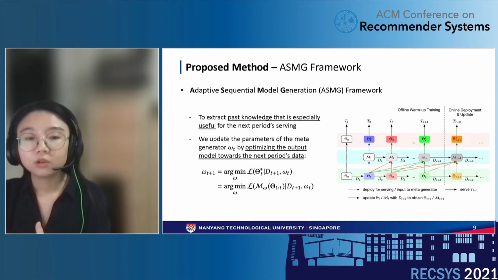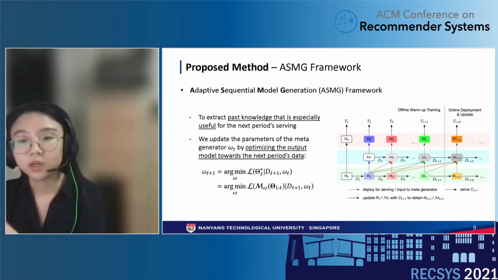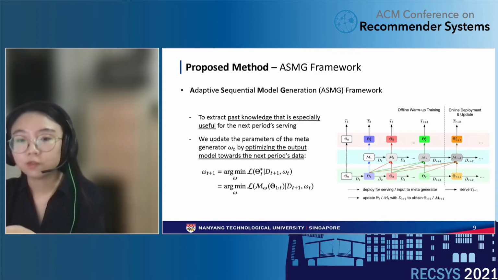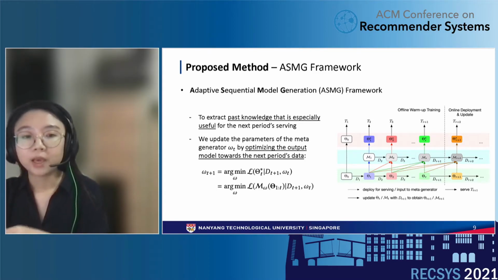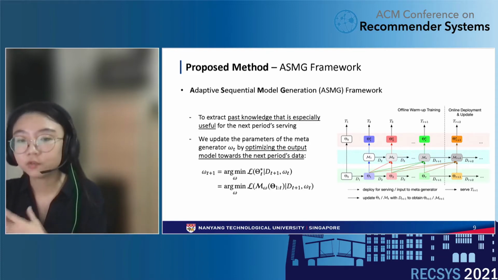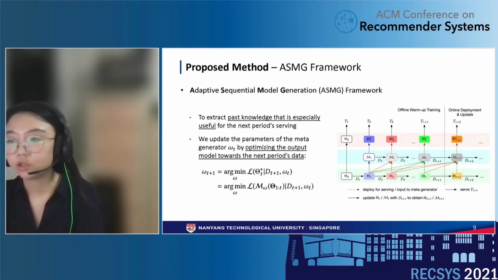To generate a model that is particularly good at serving the next period, we need to ensure that the past knowledge that is especially useful for the next period serving is extracted. Therefore, we propose to update the parameters of the meta generator, omega_t, by optimizing the output model towards the next period's data. To ensure that the meta generator is sufficiently warmed up before deploying online, we reserve some periods for the warm-up training. And during the online phase, we still need to update the meta generator in order to keep up with the changing sequential trends.